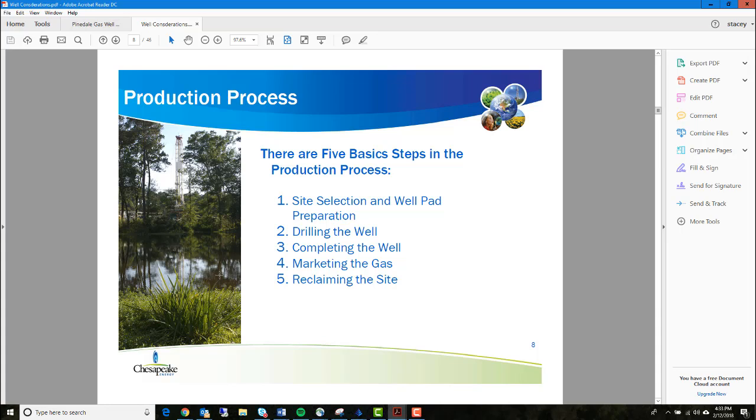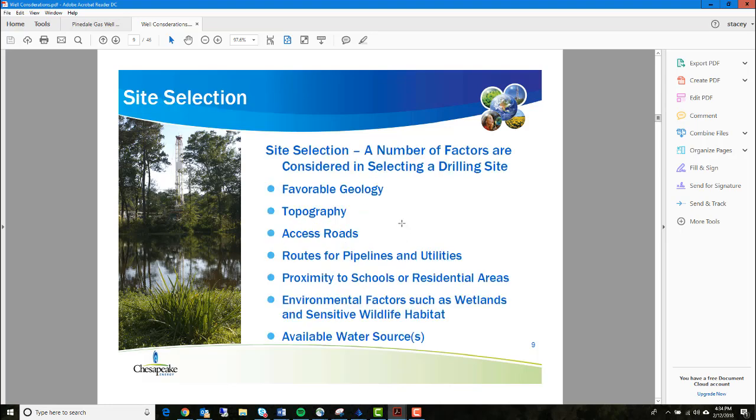So let's look at the process. First, you've got to select a site. You've got to do a well design. You've got to drill the well. You've got to complete the well. And you've got to market the gas, sell it. And then you've got to reclaim the site. So, site selection: a number of factors are considered for the drilling site.